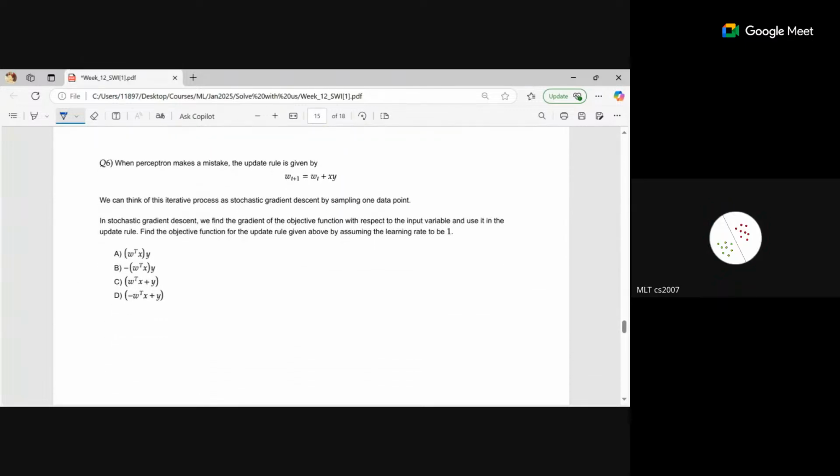Okay, so this is the next question. The question is from the perceptron and basically the perceptron loss. You would also have seen this. It says when the perceptron makes a mistake, the update rule is given by W transpose, W_t plus 1 is W_t plus X, right? This is what we know.